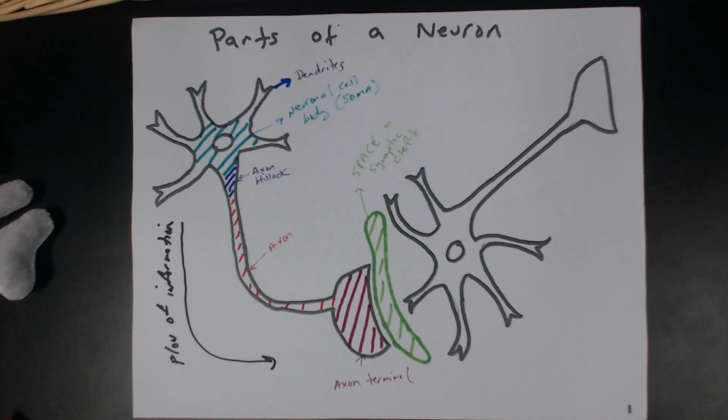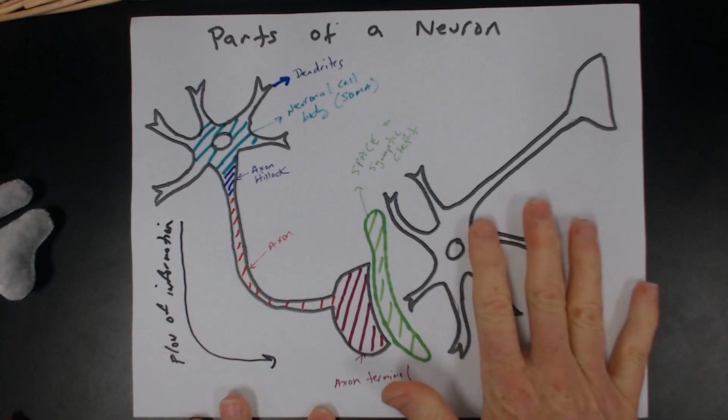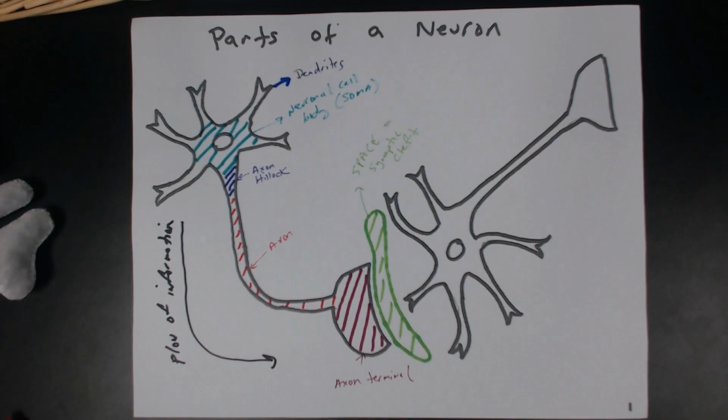Okay, so basic parts of the neuron. You have your dendrite that's attached to your cell body. And then you have your axon hillock, which attaches your cell body to your axon. Long strand all the way down is going to be your axon. At the very end of your axon, you have your axon terminal. And the space in between this axon and this axon is called your synaptic cleft.